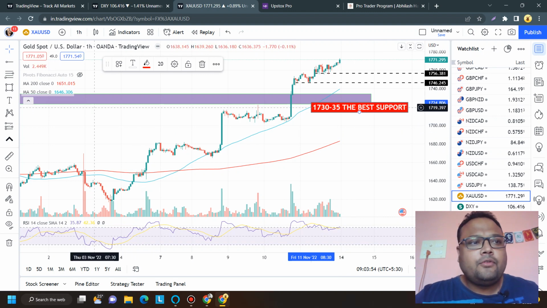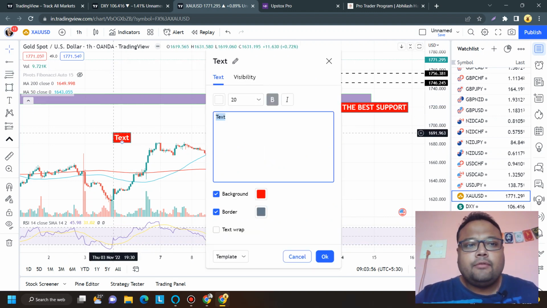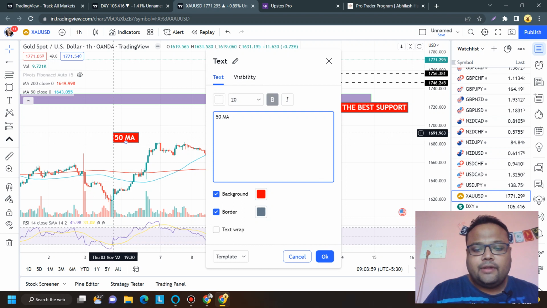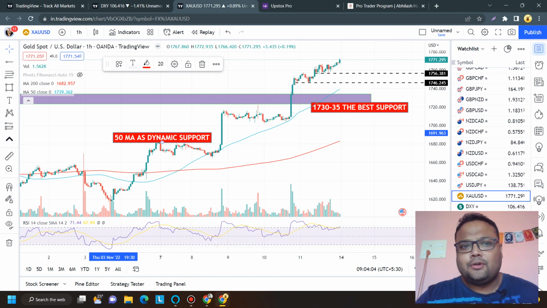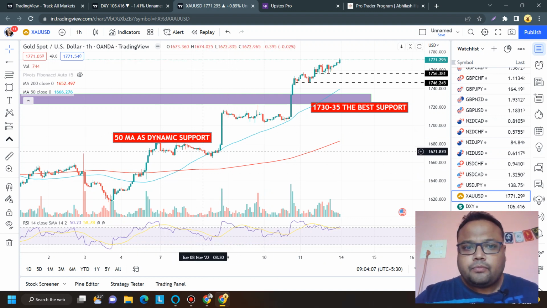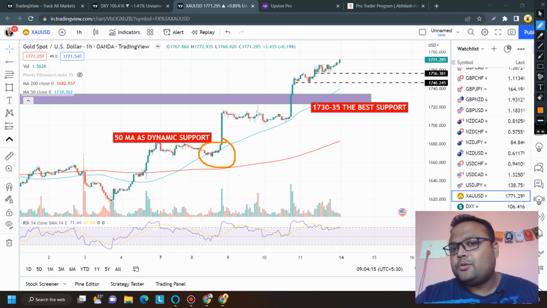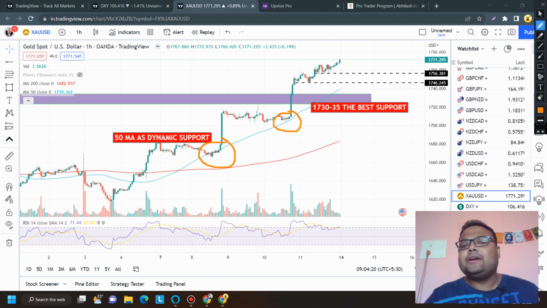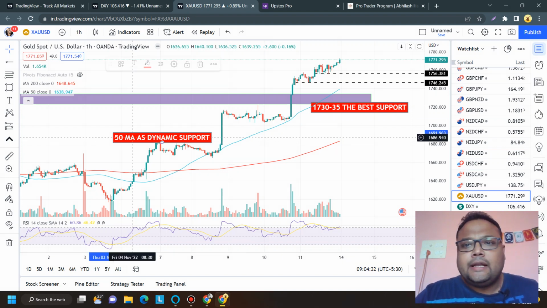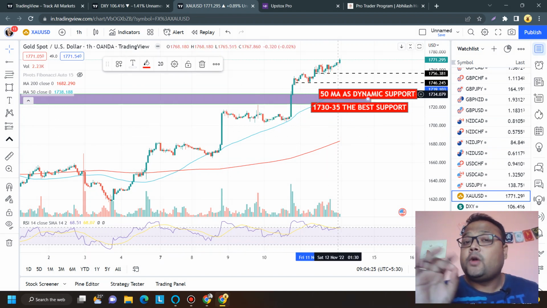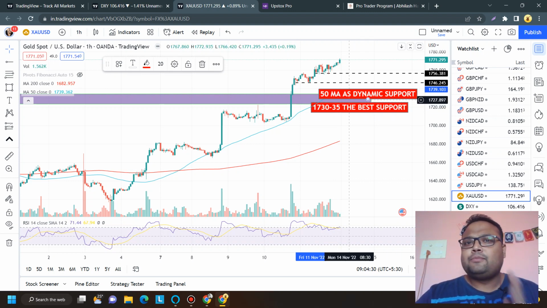So before that we can also see we have the 50 moving average as dynamic support on the 1 hour chart. You can also check the same. Whenever the market is coming down for some retracement or pullback, you can see it is getting the required support from the 50 moving average. So in case the market shows some correction, we can definitely expect that the 50 moving average will provide the required support again. So these two are very good support for the market.